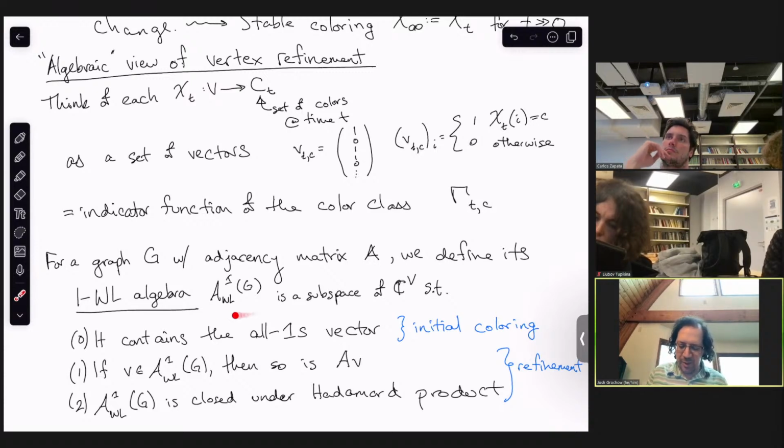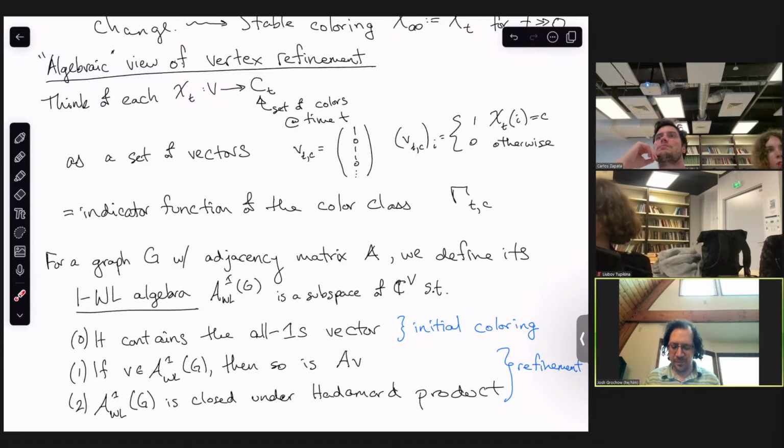So a 1WL algebra for this graph is a collection of vectors which contains the all ones vector. That's the indicator function of our initial coloring, right? Initially, every vertex has the same color, so there's only one color class and they're all in it. And if a vector is in here, then when I multiply that vector by the adjacency matrix, that should also be in my algebra. And I want it to be closed under Hadamard product.